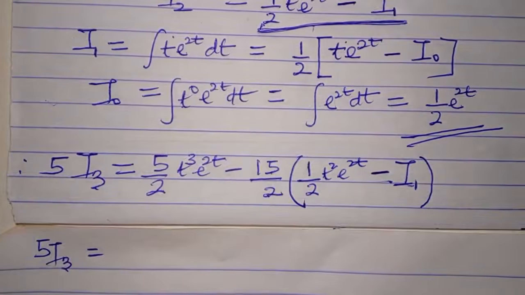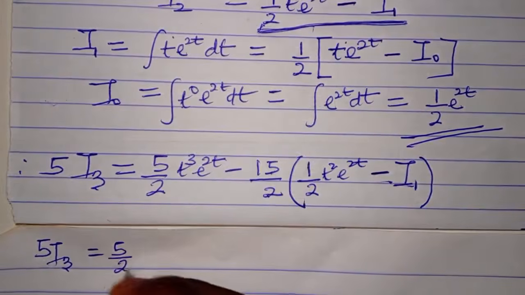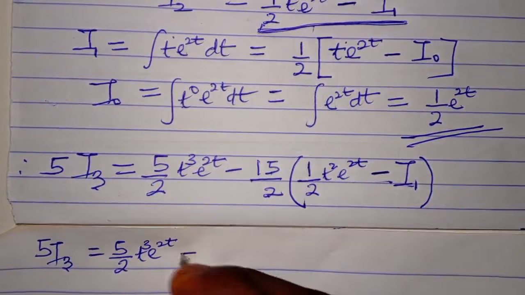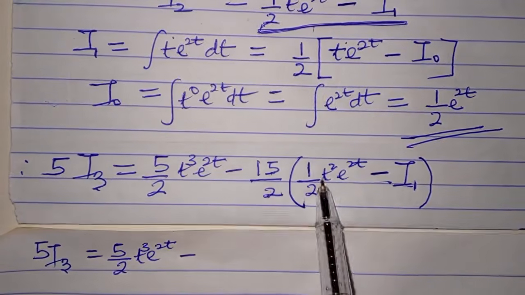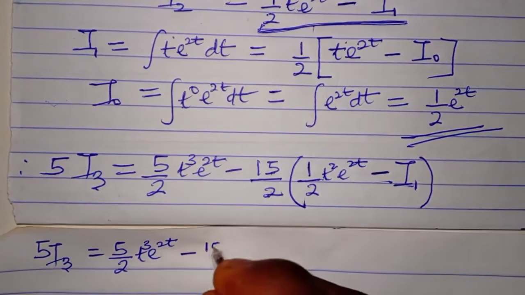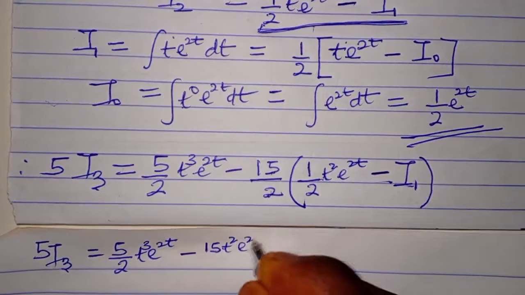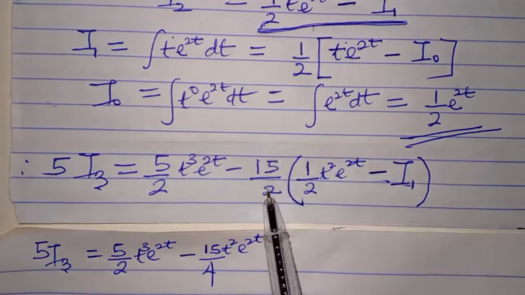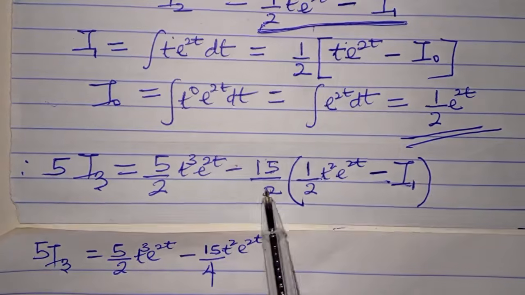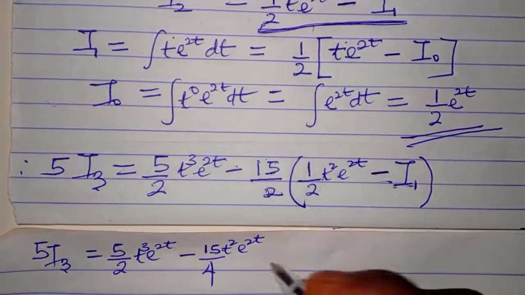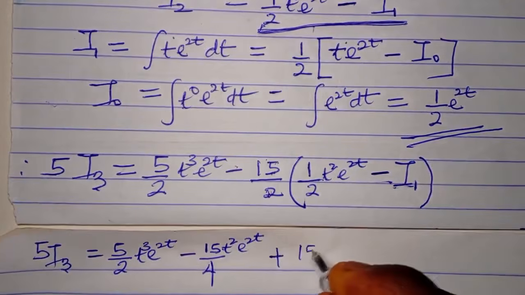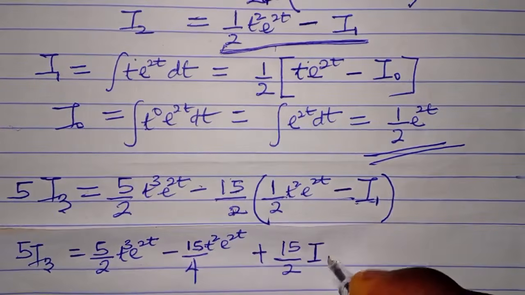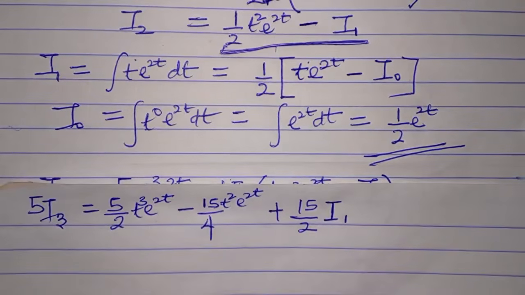So let's expand. This is 5 over 2 t cubed e to the power of 2t minus 15 over 2 times this, which is minus 15 t squared e to the power of 2t all over 4. And 15 over 2 times minus I1 is plus 15 over 2 I1. Now, I1 has a value.